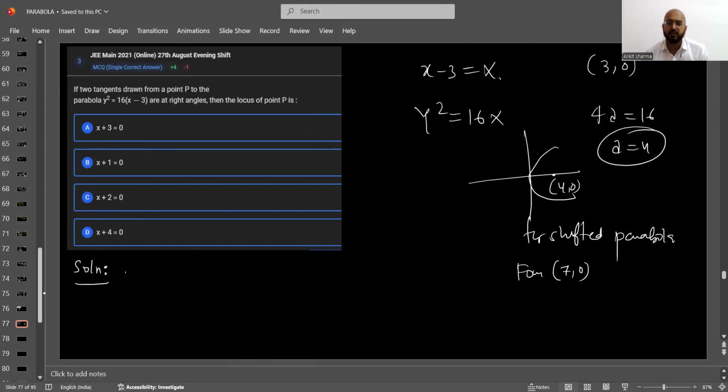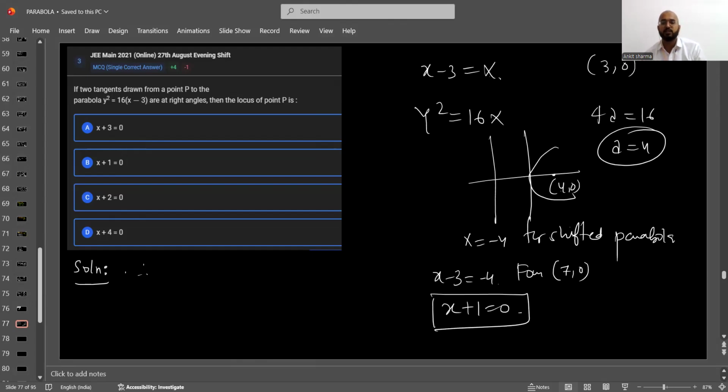Or instead we could have done nothing. This is 4 comma 0, so we could have written the directrix directly. So the directrix is going to be x is equal to minus 4. That means we want it in small x. So capital X is what? X minus 3 is equal to minus 4. That means x plus 1 is equal to 0. So we get the equation of the directrix, and that's what is required.